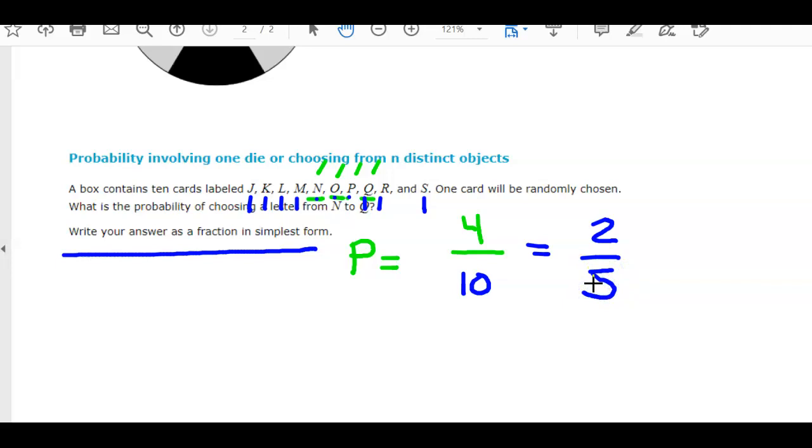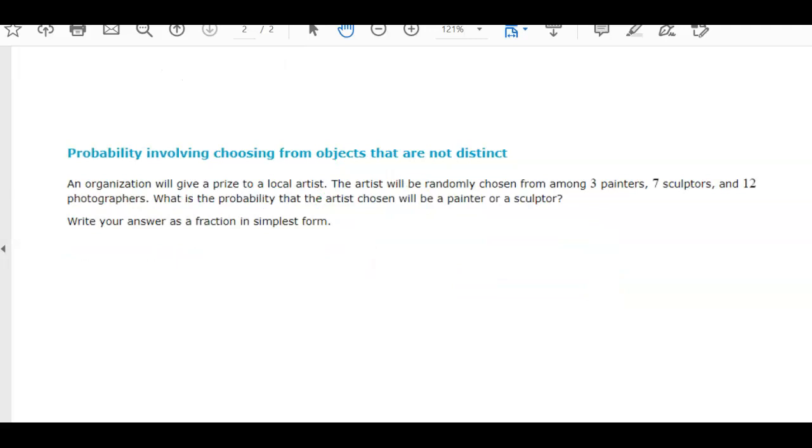All right, easy section, huh, you guys? Okay, I think we got one more to do. An organization will give a prize to a local artist. The artist will be randomly chosen from among 3 painters, 7 sculptors, and 12 photographers. So how many artists do we have all together? We've got 3 and 7. That gives me a 10. And 10 plus 12 gives me 22. So we're going to have 22 altogether, right, you guys?